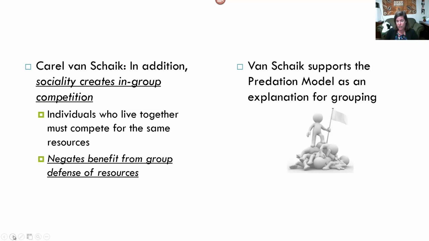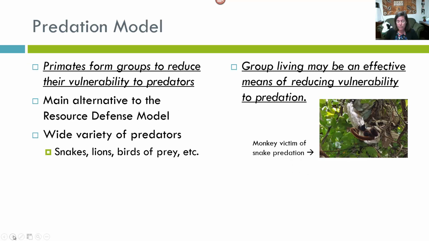So Van Schaik argues that instead of resource defense accounting for why primates live in groups, predation is why primates live in groups. And this is the predation model. He argues that primates form groups in order to reduce their vulnerability to predators. This is, as I noted, the main alternative to the resource defense model. There are a wide variety of predators that prey on primates: snakes, lions, birds of prey. Group living is argued to be an effective means of reducing vulnerability to predation.